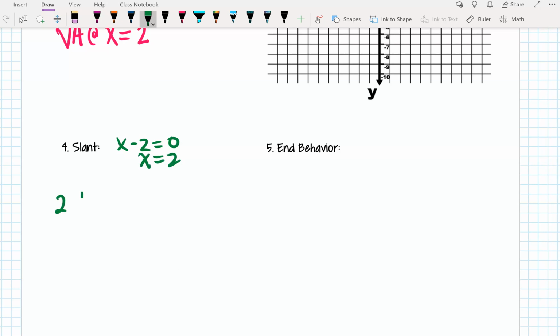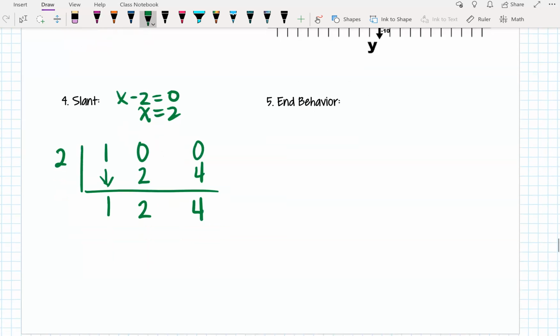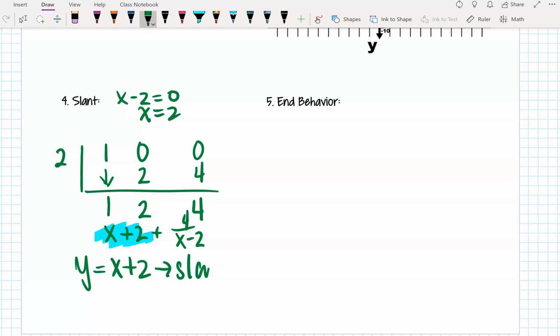So 2, we can do synthetic division because we have the x squared with a coefficient of 1, no term for the x and no term for the constants. We have our placeholders. So bring down 1, multiply by 2, bring down the 2, 2 times 2 is 4. So really what we have here is x plus 2 plus 4 over x minus 2, but all we care about is this first part, y equals x plus 2, because that is the equation for our slant.